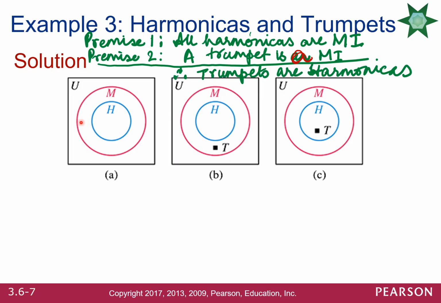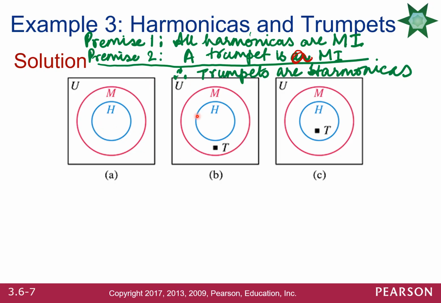Now, the first diagram is just for premise 1, which says all harmonicas are musical instruments. So the bigger circle is for musical instruments, represented by M. And because all harmonicas fall within the set of musical instruments, we have the circle or the set of harmonicas contained entirely within the circle of musical instruments. All right, so that is for premise 1.